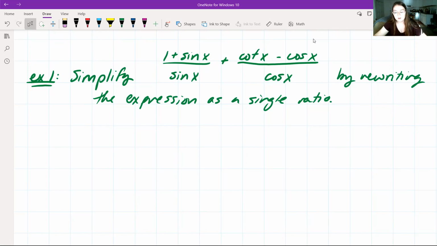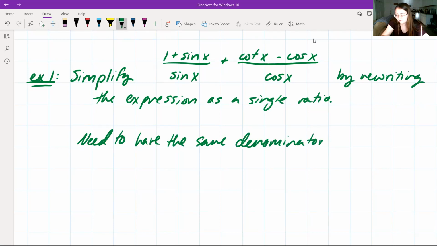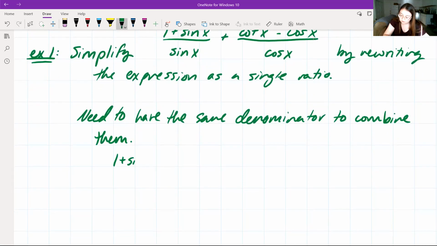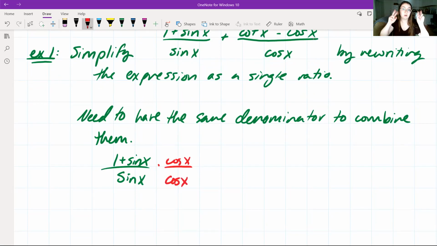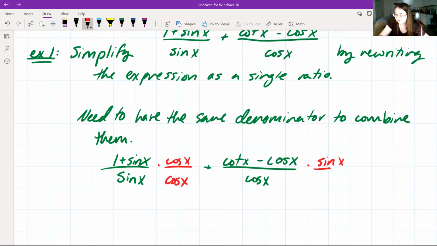So by beginning to do this, we definitely want to combine both of these fractions. To combine our fractions, we need to multiply our first fraction by cosine of x over cosine of x, and multiply our second fraction by sine of x over sine of x. So we need to have the same denominator to combine them. 1 plus sine of x over sine of x, we multiply by cosine of x over cosine of x. This is our well-chosen 1. And we're adding this to cotangent of x minus cosine of x over cosine of x, and we're multiplying this by sine of x over sine of x.